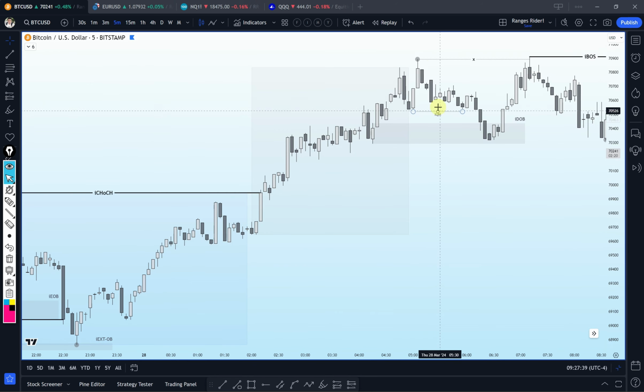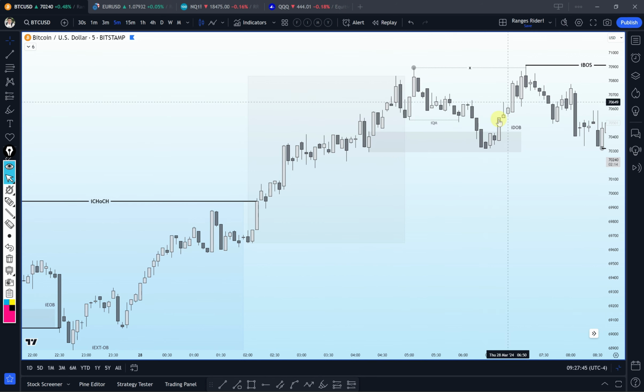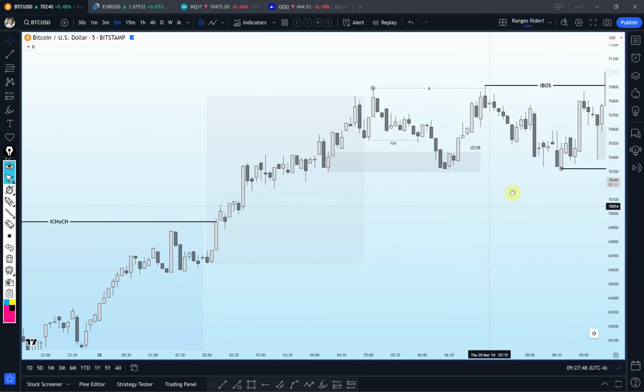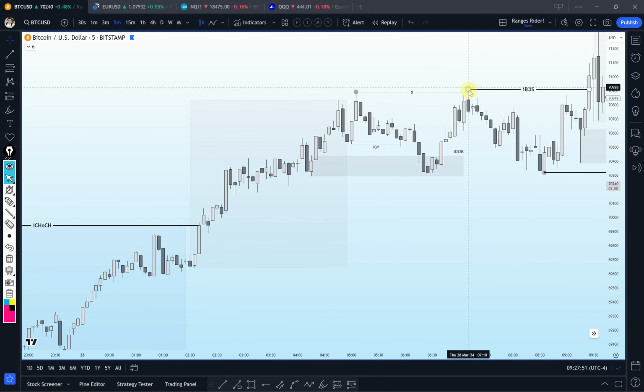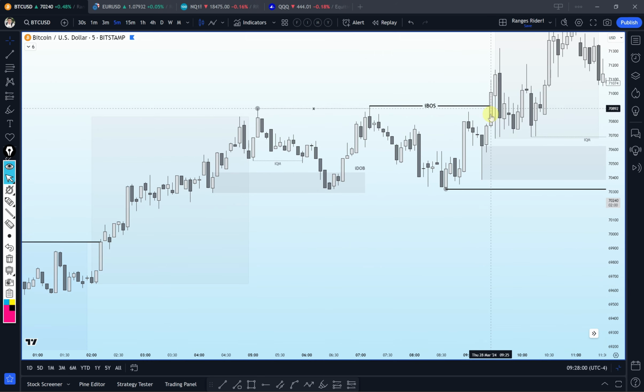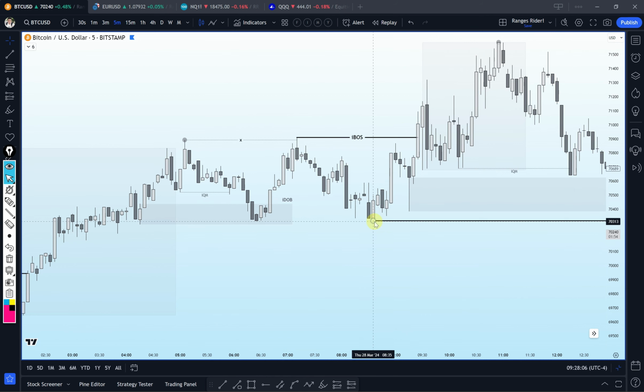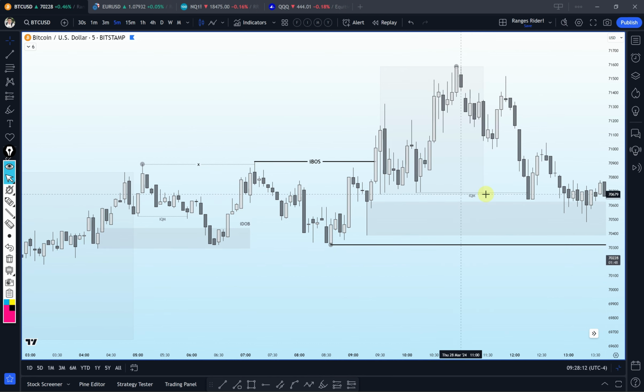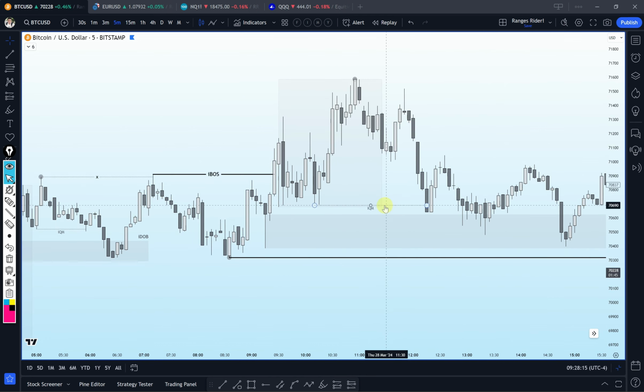This B was confirmed once we have the internal QM, and from the internal DOB, we are looking for another breakup structure. The market did the breakup structure, but not a valid one, because this is only the liquidity. And then we are looking for what? The market just came down and then made a valid breakup structure, the body closure. So that's why now our low is confirmed. When we have a valid breakup structure, we are looking for the opposite QM, and we have the opposite QM. From the opposite QM, our range is confirmed from A to B.